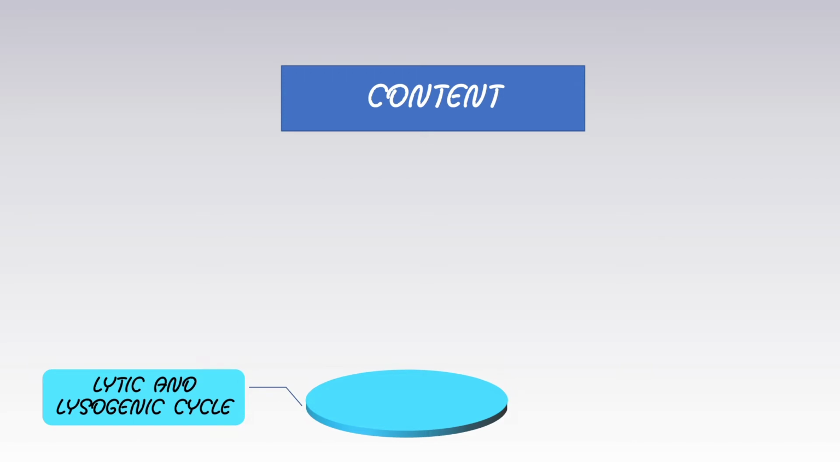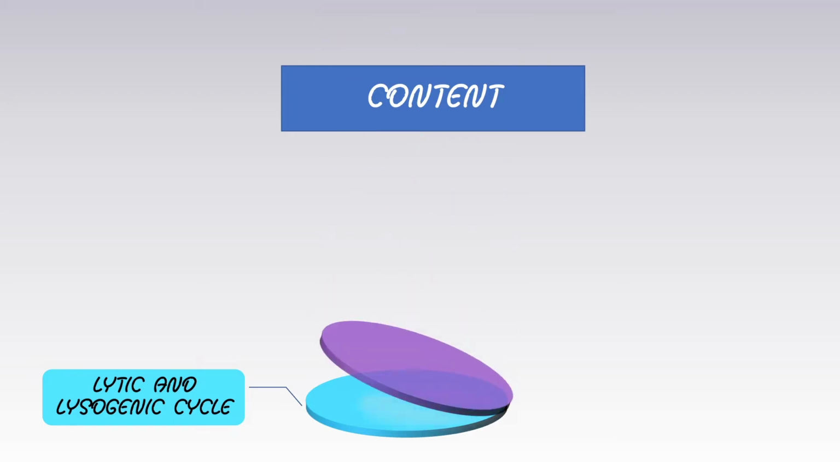The contents that we are going to learn in this class: first one, the lytic and the lysogenic cycle. What is this cycle? It's very easy. It is a cycle followed by the bacteriophage. This cycle is the infectious stage of the bacteriophage, how it infects a bacterium through these two cycles. That's what we are going to learn in the lytic and the lysogenic cycle.